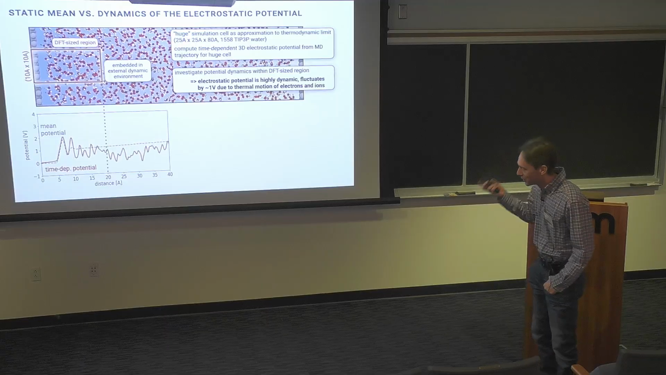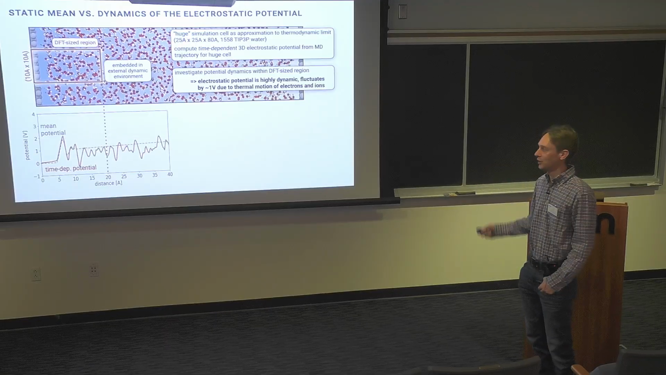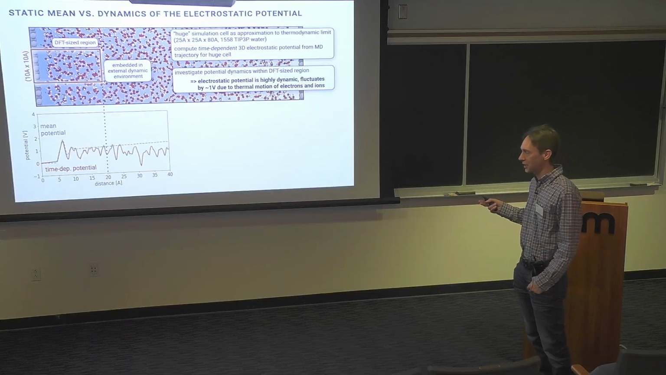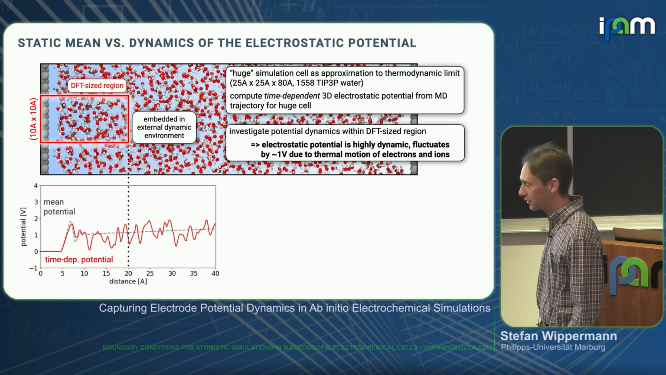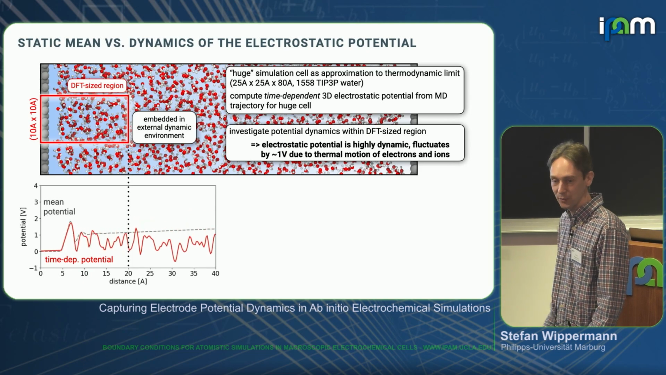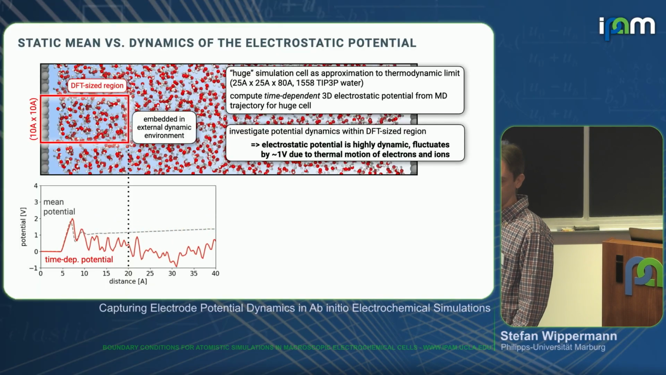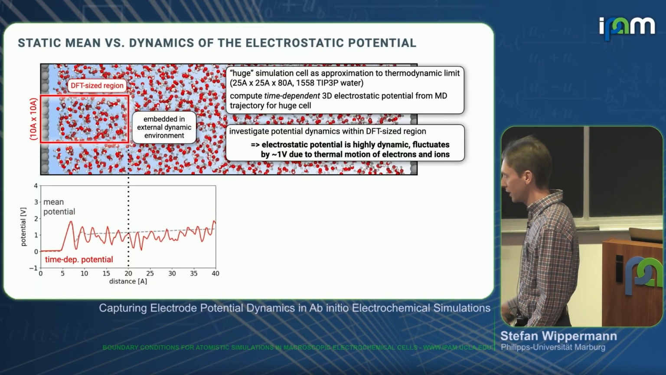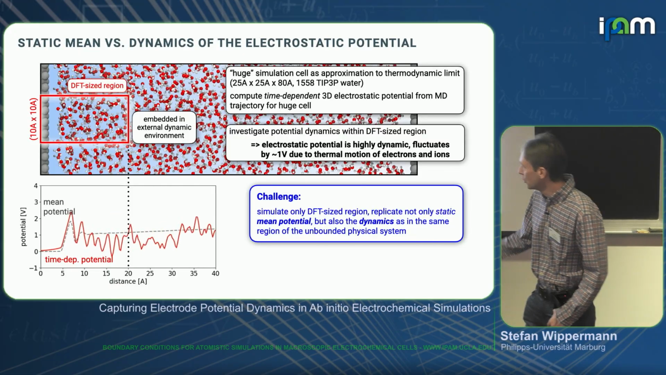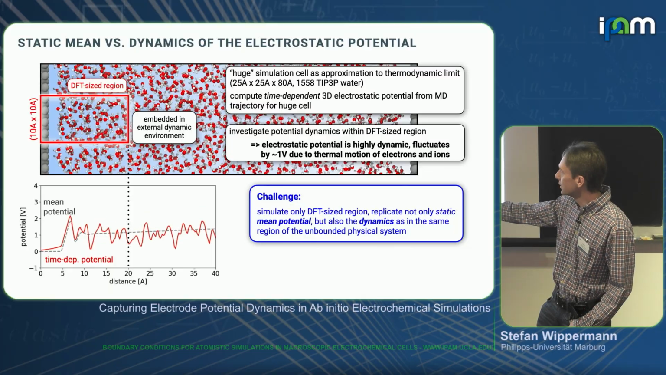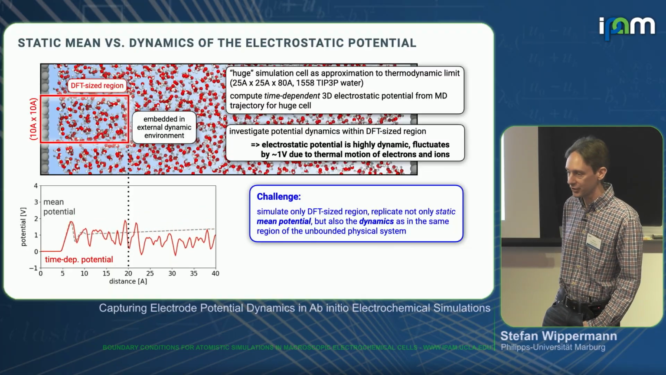Okay, so the point I wanted to make is the potential here is really something highly dynamic. On the time scales that electrochemical reactions take place, depending on the type of reaction, it may take from 10 to maybe 500 femtoseconds for a reaction to proceed. On this time scale, you see this dynamics. And we should be able to reproduce it. So that's our challenge. Reproduce not just the mean in the small cell, but also the physical dynamics that is actually there.